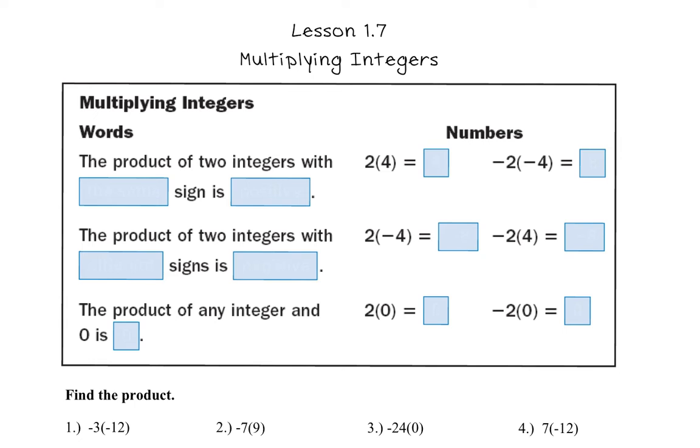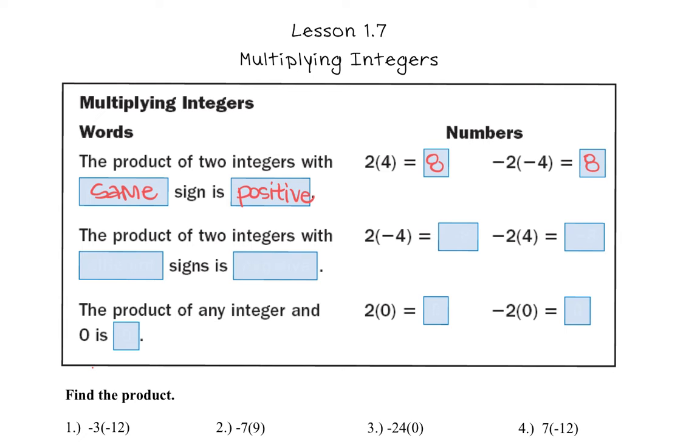So the product of two integers with the same sign, in other words, if they are both positive or both negative, is always going to be positive. So 2 times 4, obviously we know 2 positives is positive. We've been doing that for a while. But 2 negatives multiplied together is also positive. So -2 times -4 is positive 8.